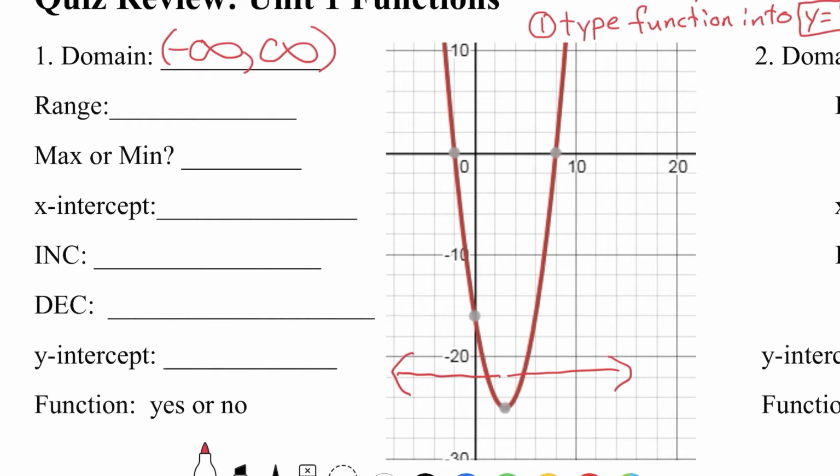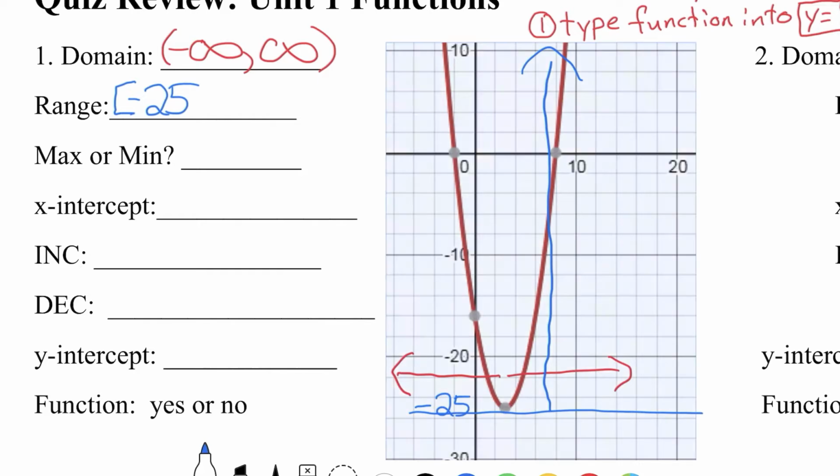For a range, however, is a little bit more difficult. We are looking bottom to top. Our bottom of our graph is right here. Our smallest y value is approximately negative 25. So our smallest y value involved is negative 25. We do have a dot or a point there, so we're going to use a bracket. And then for our y values, they're going to keep going up forever and ever and ever. So our biggest y value involved is positive infinity.